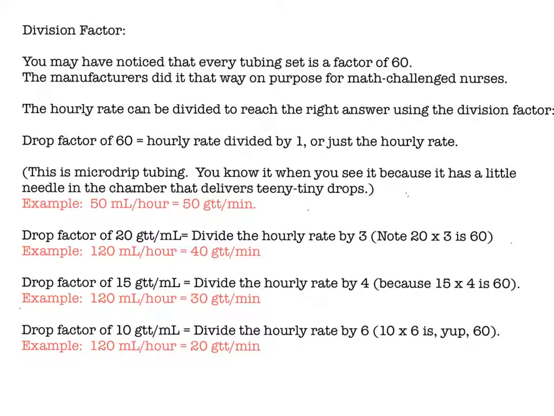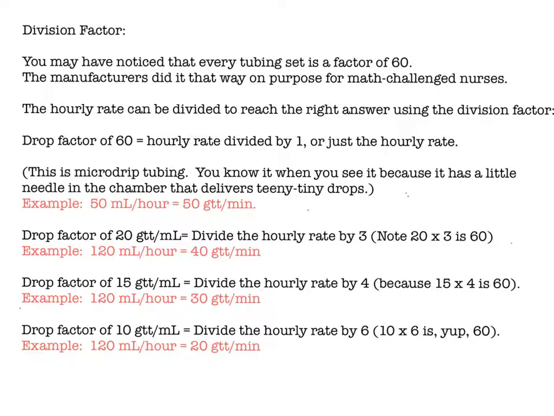So if you have, say, an order for 50 mLs an hour or 25 mLs per hour, whatever your hourly rate is going to be your drops per minute. So 50 mLs an hour becomes 50 drops per minute using the division factor. Now with your macro drip tubing, the tubing that delivers larger drops, if you have tubing with a drop factor of 20 drops per ml, you're going to divide the hourly rate by 3. 20 times 3 is 60.